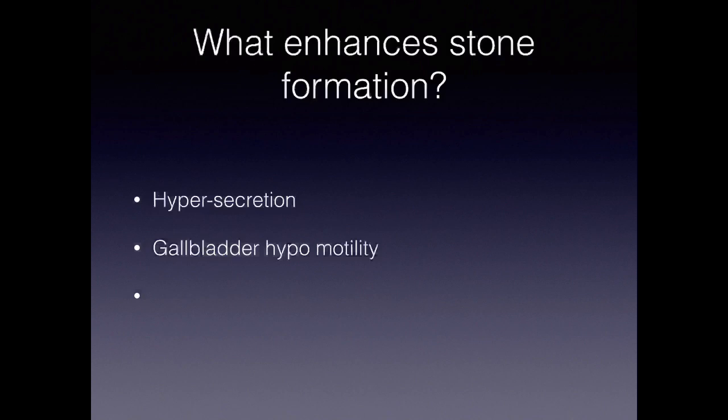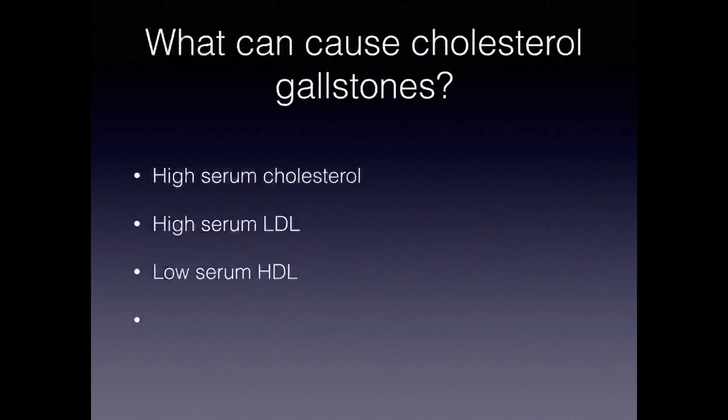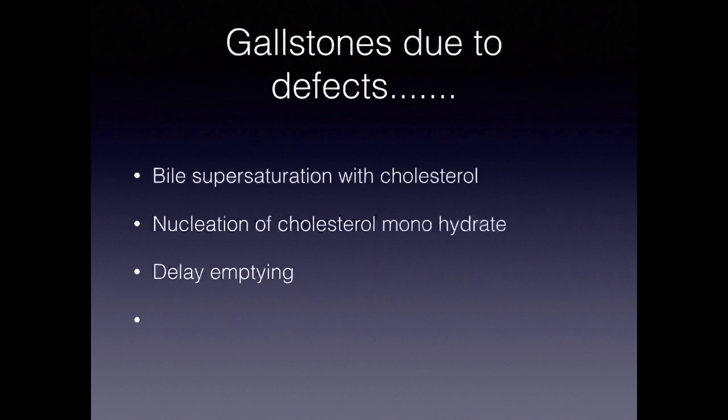What will enhance the stone formation? The formation of cholesterol stones by cholesterol monohydrate crystals is enhanced by mucin hypersecretion and gallbladder hypomotility. Now let's talk about what can cause cholesterol gallstones. We can see high serum cholesterol, high serum LDL, and low serum HDL, and all these will increase the excretion of cholesterol with bile and can cause cholesterol stones. Do you know why cholesterol stones form in our body? There are many defects that cause cholesterol gallstones.